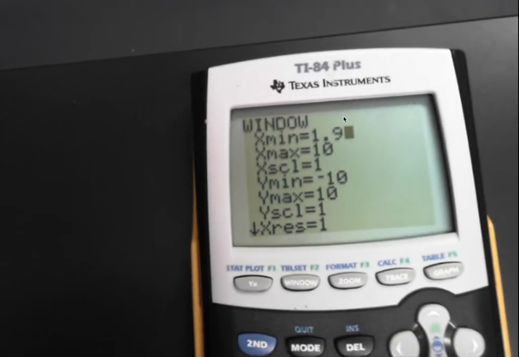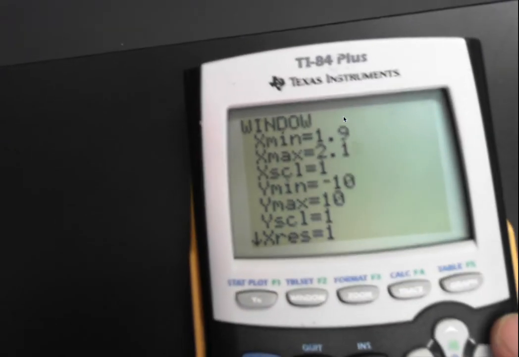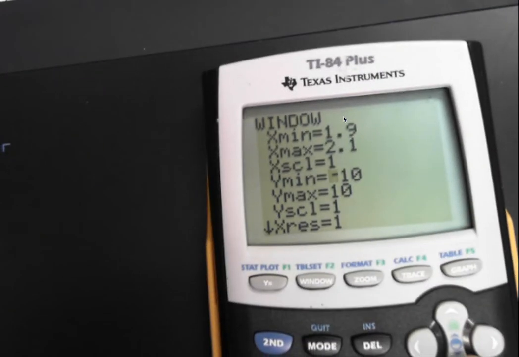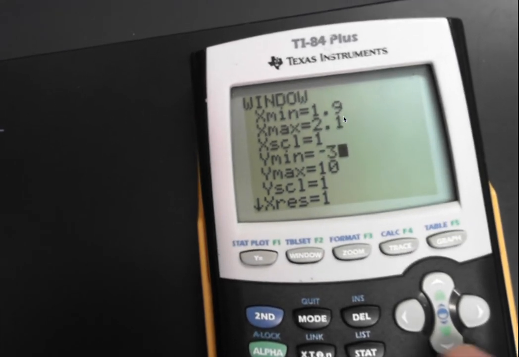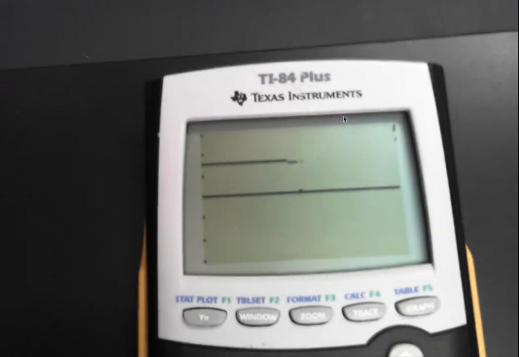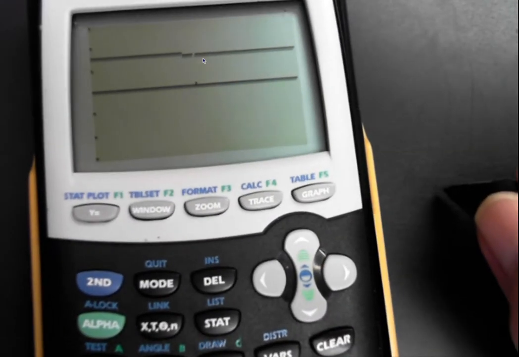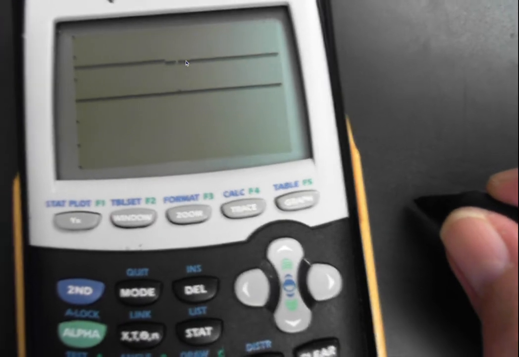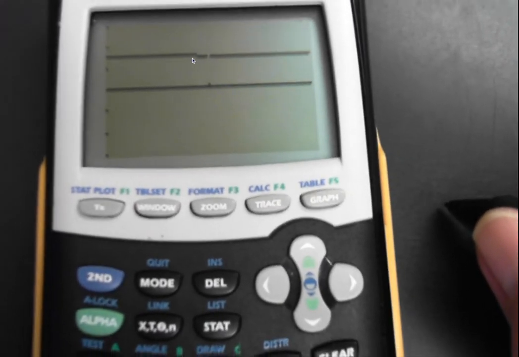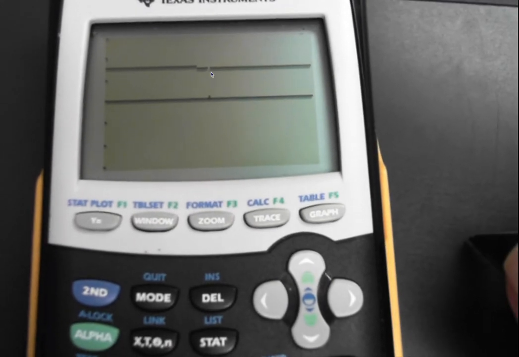1.9, and I'm going to set x max to 2.1. And then I'm going to lower this a little bit to -3. And let's see what my graph looks like here. And do you actually see at x equals 2, there's a hole. So you actually see the hole in the graph, the discontinuity.